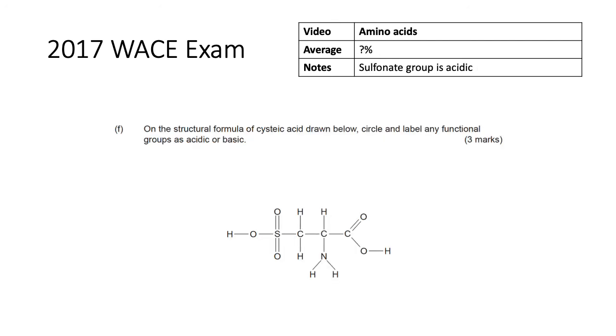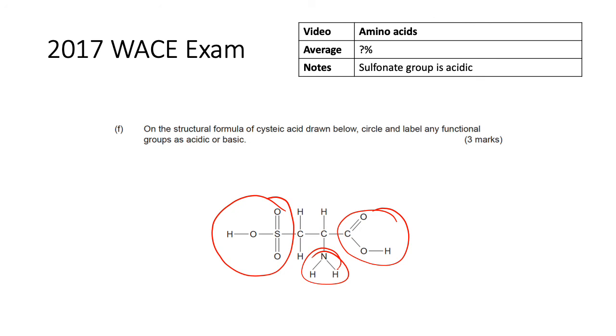Now, this one here, last one. It was cysteic acid, which is an amino acid. Circle and label any functional groups as acidic or basic. So where are the functional groups? Here's a functional group. Here's a functional group. Please make sure that you recognize that that's not a functional group. It's the whole thing that's a functional group. It's the carboxylic acid group. And here is a hypervalent sulfonate group. Or maybe it's a sulfonite group, considering this SO3.